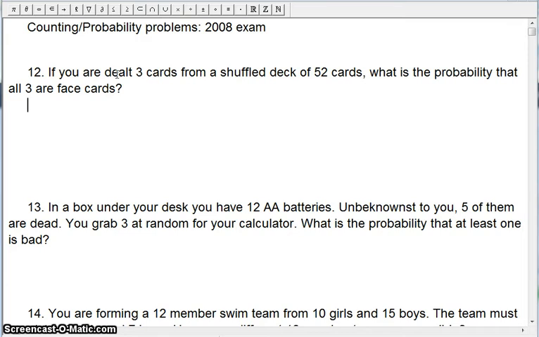Number 12. If you're dealt 3 cards from a shuffled deck of 52 cards, what is the probability that all 3 are face cards? Well, we've got to answer our 2 basic questions. Is it with or without replacement? They don't say it absolutely explicitly, but in card dealing problems it's almost always without replacement. So you're going to have 3 cards in your hand. They can't be the same card. So it's without replacement. And we're not told that we care about order.